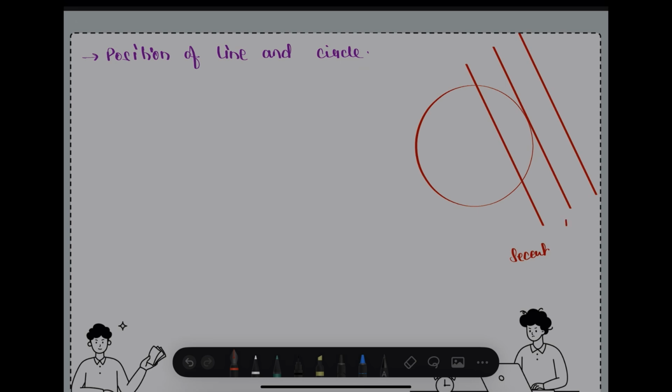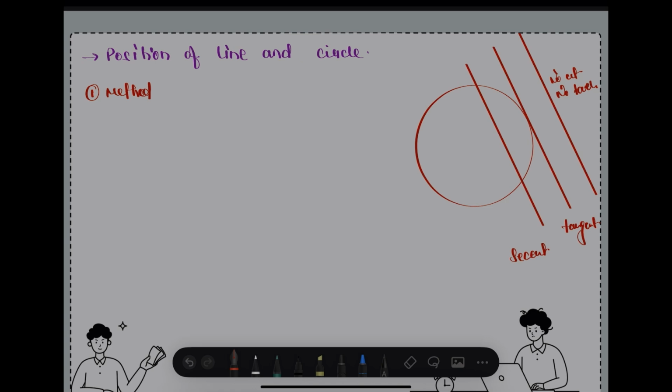Secant, tangent, and this is no cut no touch. So there are two methods. In circle we will follow this one, majorly this one case. So look at this.